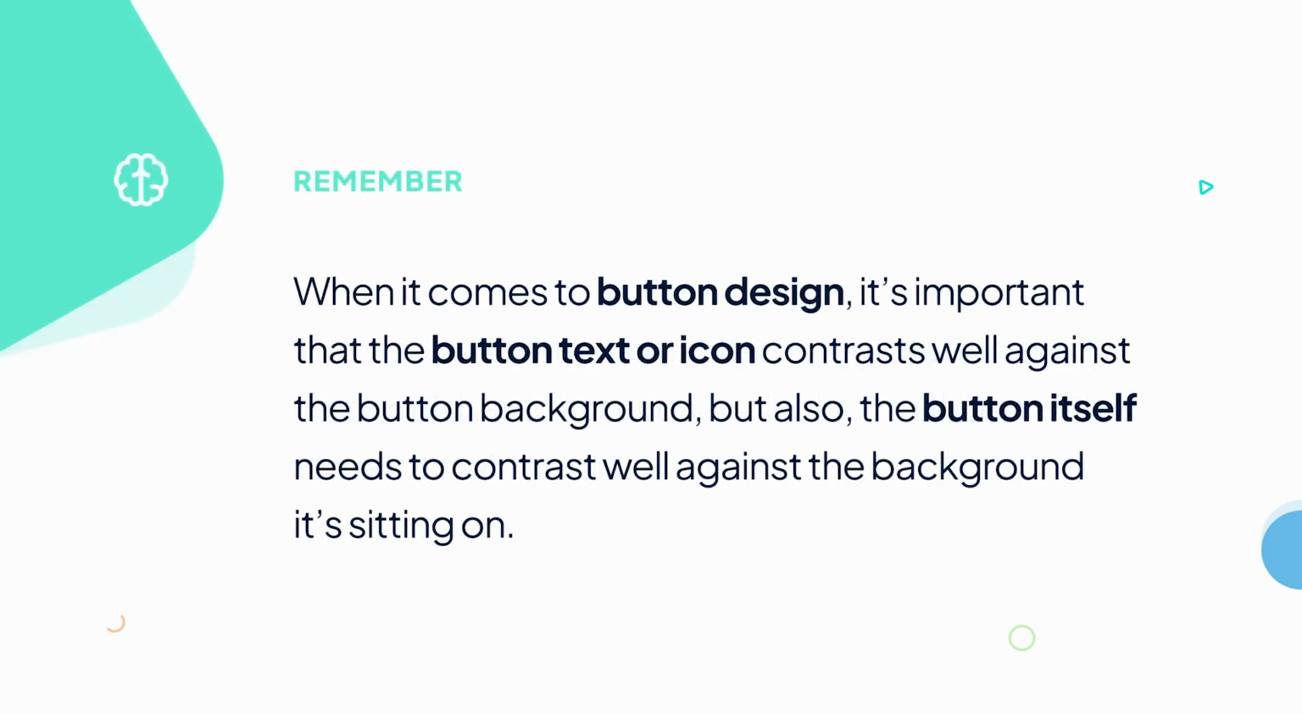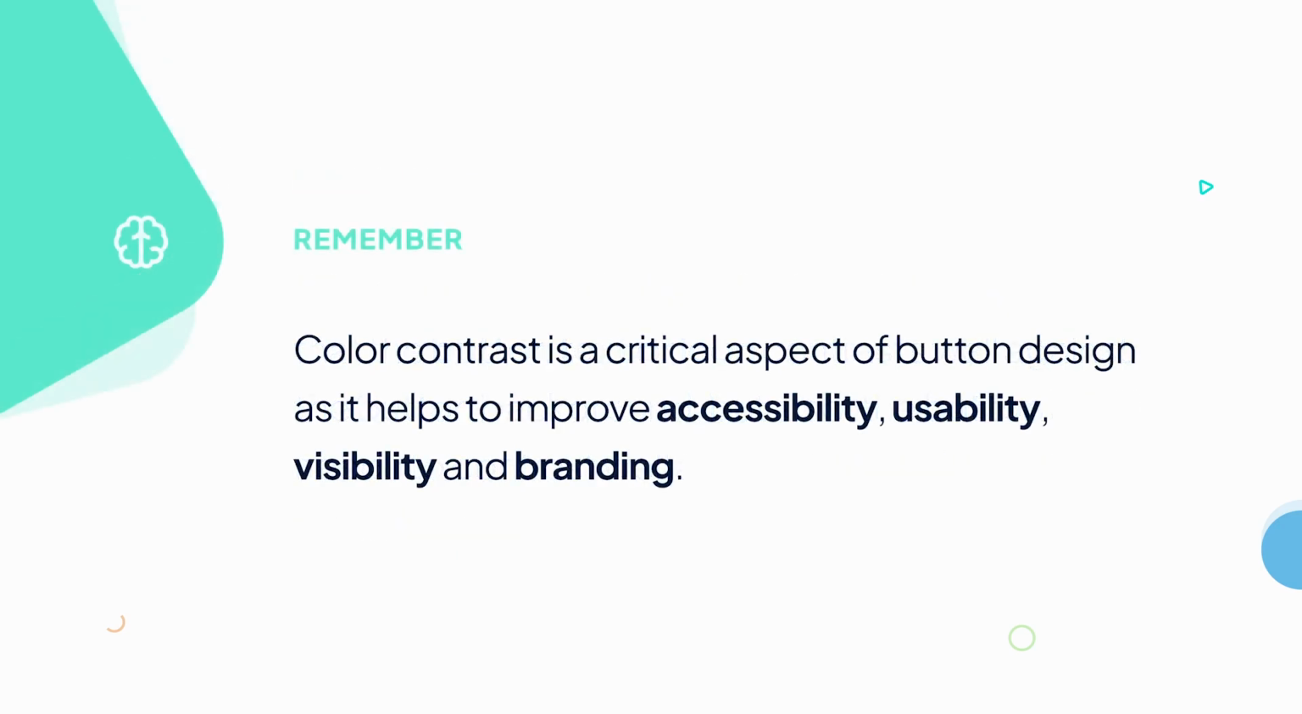When it comes to button design, it's important that the button text or icon contrasts well against the button background, but also the button itself needs to contrast well against the background it's sitting on. Color contrast is a critical aspect of button design as it helps to improve accessibility, usability, visibility, and branding. So, there you have it, the importance of color contrast in a button design. Now, let's move on and talk about alignment.